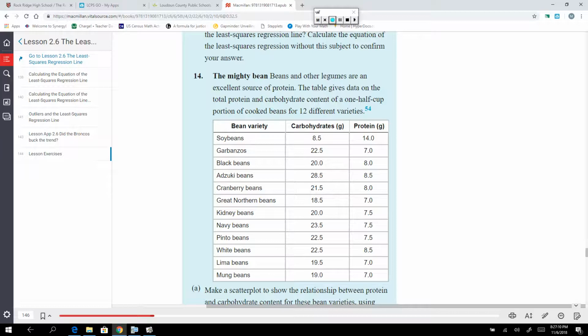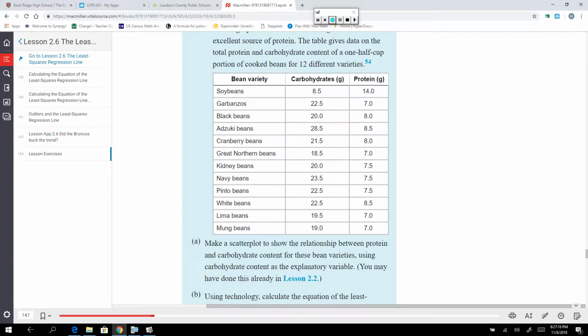So the data that we have here measures the carbohydrates versus protein of various beans and other legumes. And so what we're asked to do first is to make a scatter plot to show the relationship between protein and carbohydrates. So we want to put carbohydrates in our list 1 and protein in our list 2 so that the explanatory variable is carbs and the response is protein. And that of course is the data that you saw in my calculator.